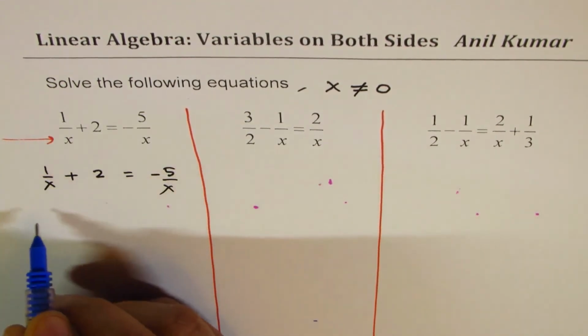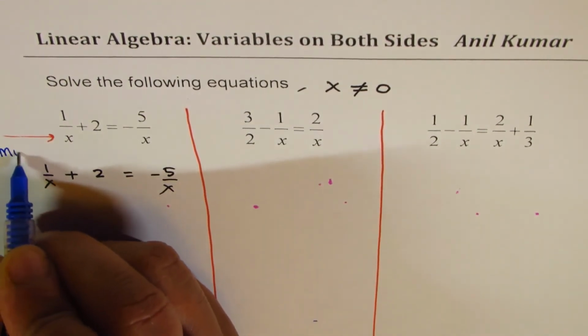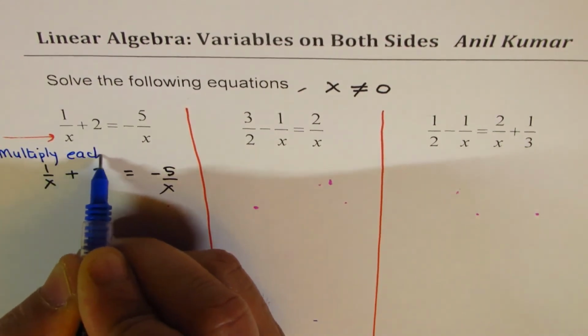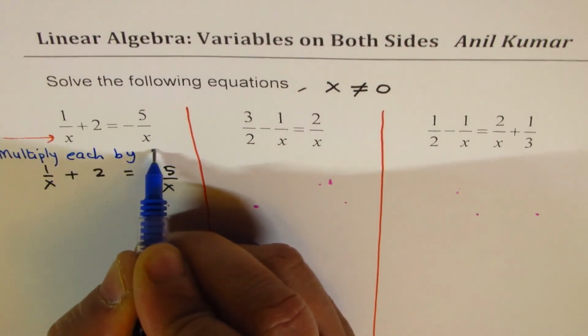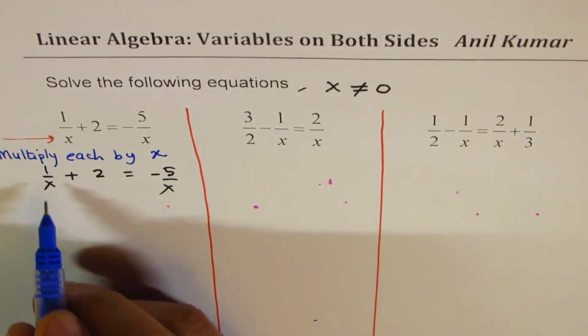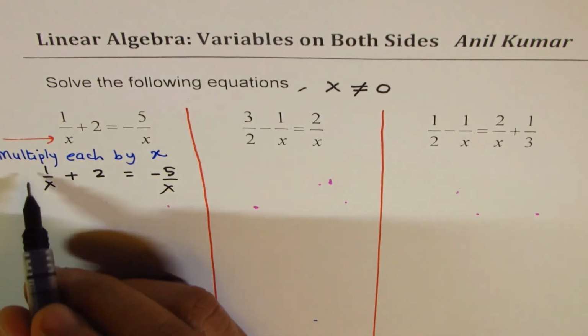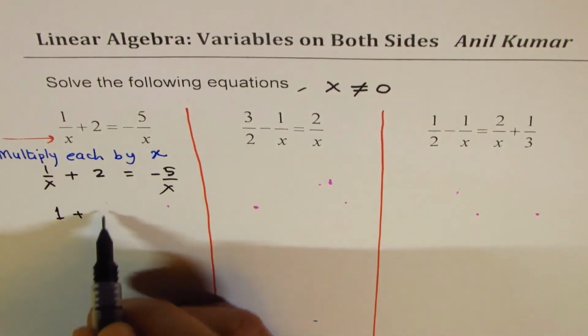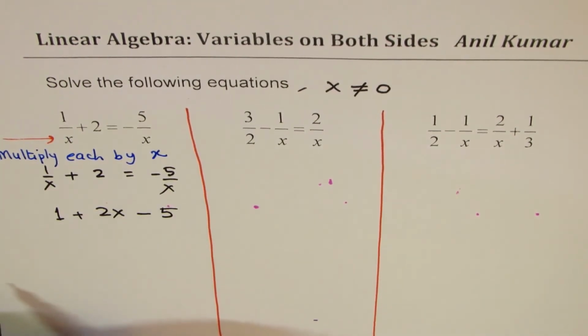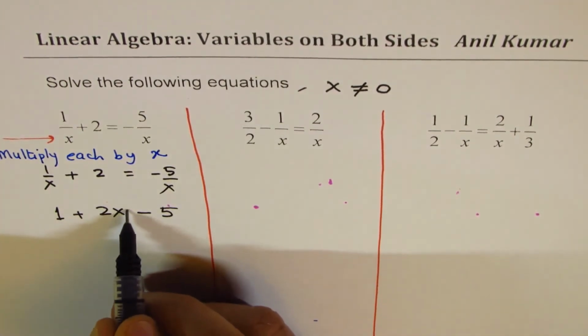So the step is, multiply each by x. So when you do that, what do you get? You get 1 here plus 2x minus 5. That is what you get. So, I mean, equal to minus 5.